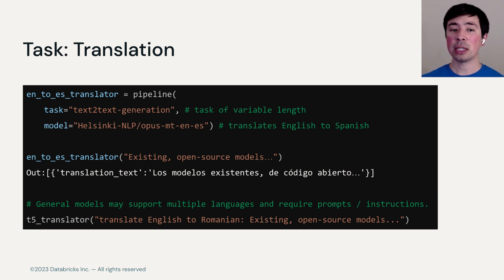In the bottom left, the T5 translator model is a fairly general model. And there, since it is general, it can do multiple things beyond translation, so we actually give it an instruction, translate English to Romanian, and then give that user input.